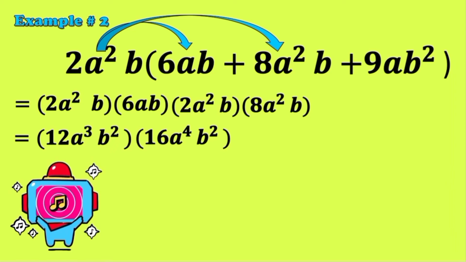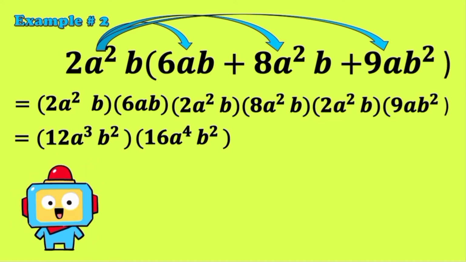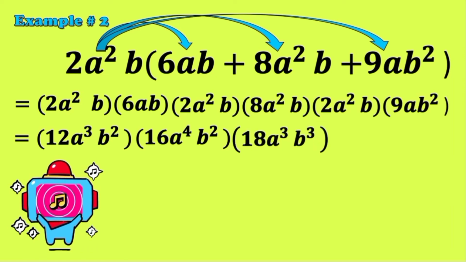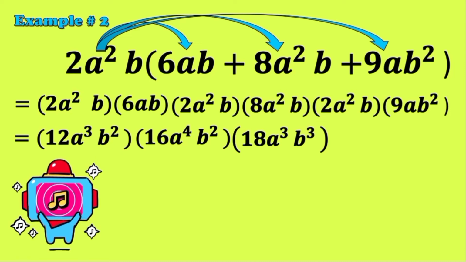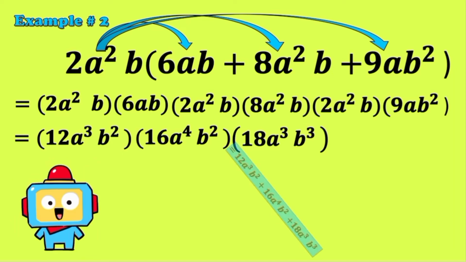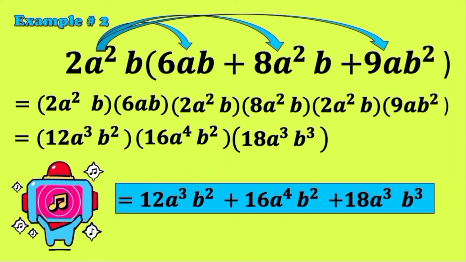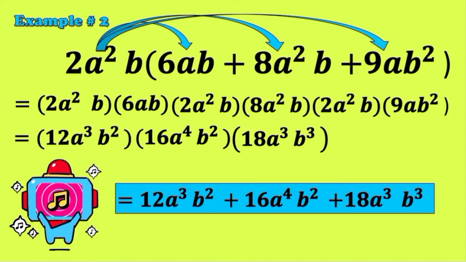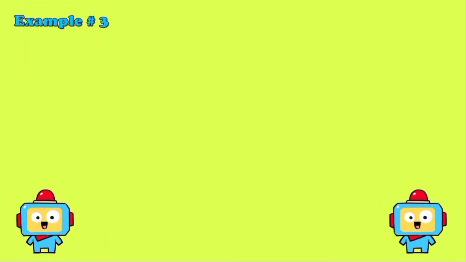Let's proceed to the third term. 2a squared b multiplied by 9ab squared. We have 18a cubed b cubed. Then, simplify our answer. Our final answer is 12a cubed b squared plus 16a to the 4th b squared plus 18a cubed b cubed.